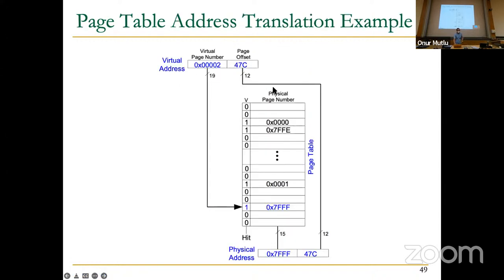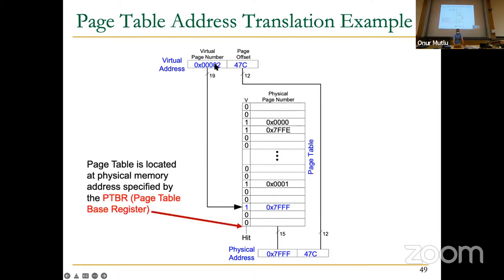So how do you do the translation? Basically, you need to index the page table using the virtual page number so that you can get the right page table entry for that virtual page number. To be able to do that indexing, the page table needs to be in physical memory. We're going to question that later, assume that right now. The page table is located at the physical memory address specified by a special register. It's called the page table base register. This is per process. Every process has to have that. And this has to be known inside the hardware, basically, so that you can do this translation.